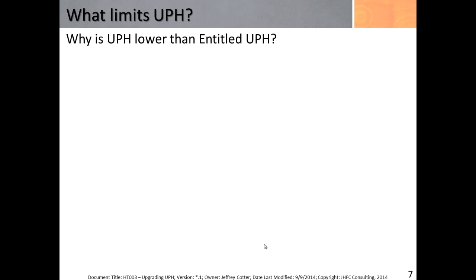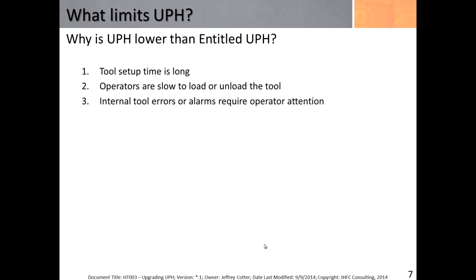Why would the UPH be lower than the entitled UPH? Well, this can be for any number of reasons. For example, it takes too long to set up the tool. So every production shift change, or every time we change a screen, or every time we want to recalibrate a tool, it takes a little bit of time for the operators to set up the tool. And sometimes this takes too long, depending on the nature of the tool and the skill of the operators. Sometimes the operators are slow to load or unload the tool, resulting in a slow operation of the tool.